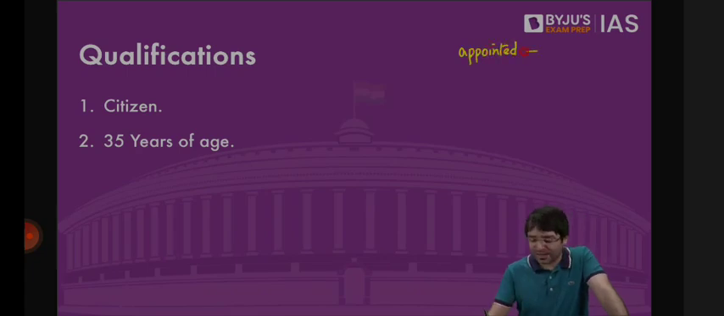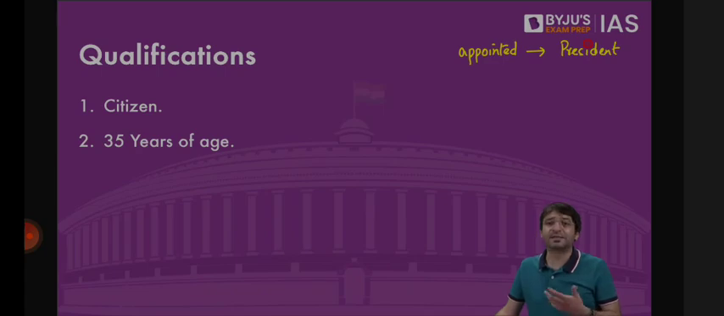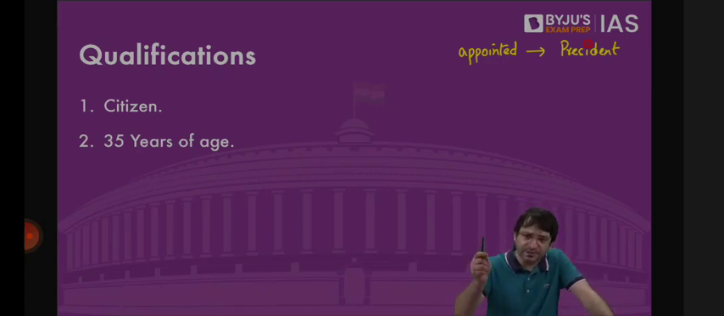Who appoints the governor? The president. But the president appoints the governor not under his discretion. It is not the discretionary power of the president to appoint anyone as the governor of a state. Basically, the president appoints governors to the states only on the advice of the prime minister.